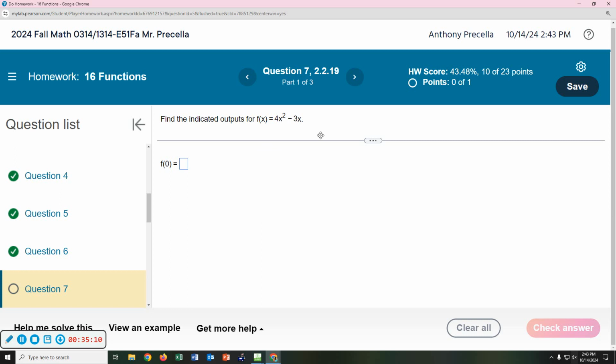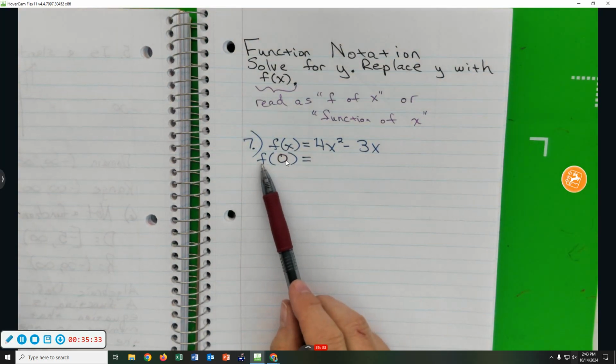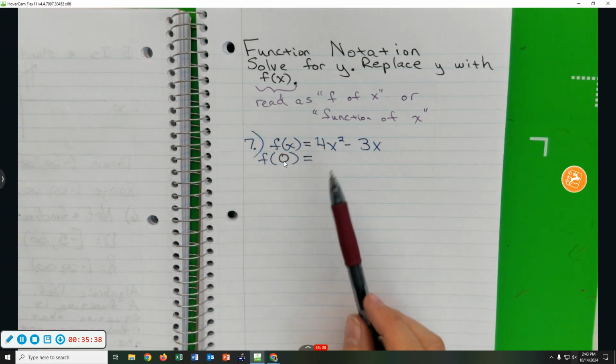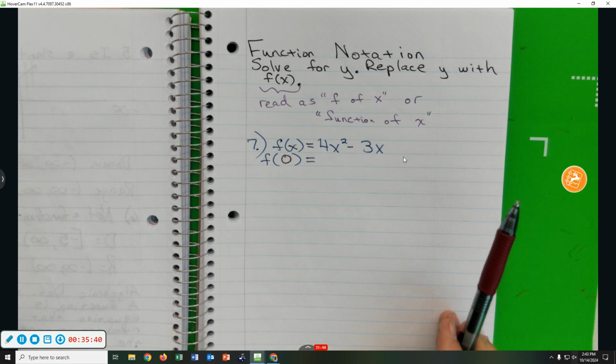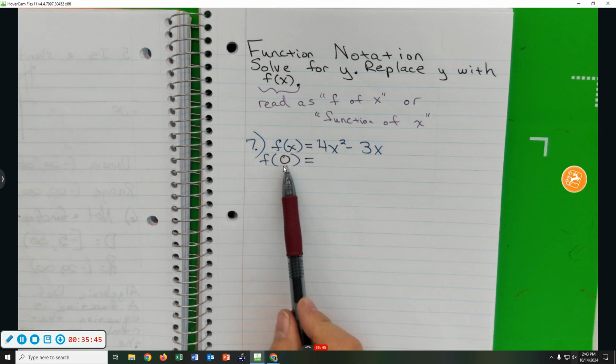So first of all, we want f of 0. Let me write that down. The number in the parentheses is the x value. It's telling you to calculate the y value. Find the y value that's assigned to an x value of 0. With function notation, they're asking you, what is the y value when the x value is 0? Rather than having to write out all those words, they can just say find f of 0.